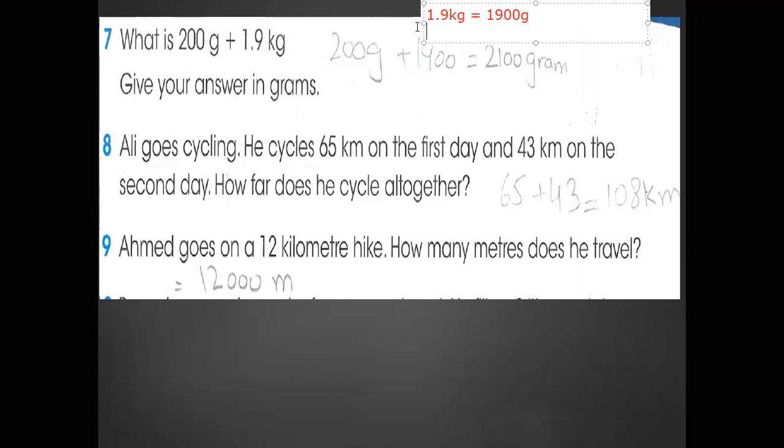So what I do here is add 200 plus 1900. What is the answer? That is equal to 2100 grams. When I convert this into kilograms, what is the answer? That is equal to 2.1 kilograms. Okay, so that is the right answer.